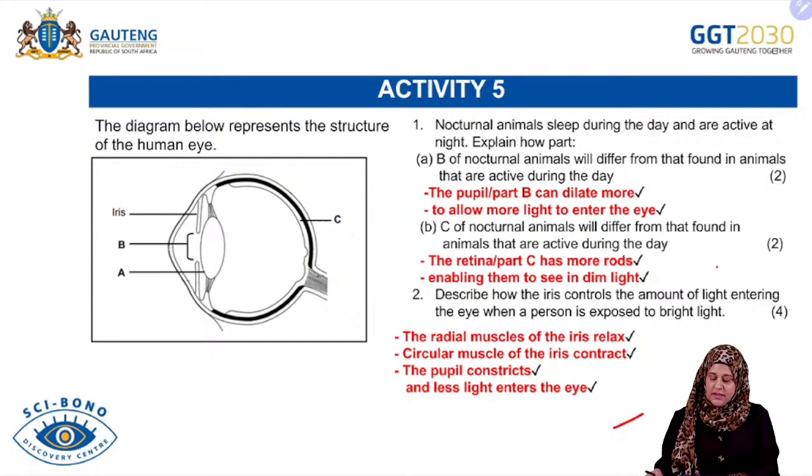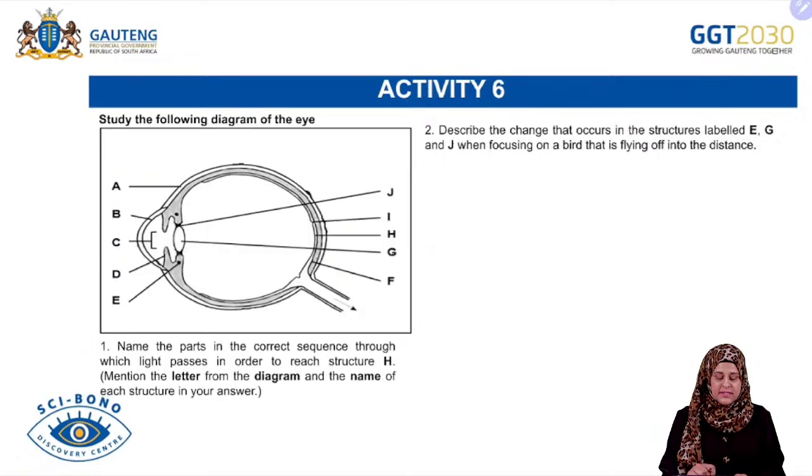Okay, let's look now at the next activity. And remember the 4 marks, and there you can see where the 4 ticks are, and that will give you the 4 marks. Right, so the next activity tells us to study the following diagram of the eye. Number 1: name the parts in the correct sequence through which light passes in order to reach structure H. So mention the letter from the diagram and the name.